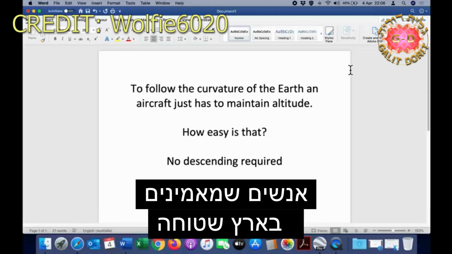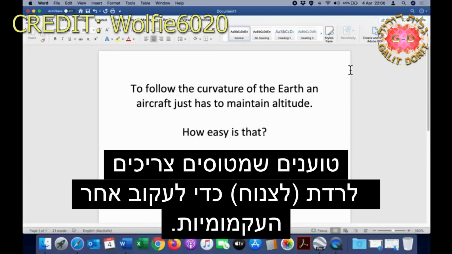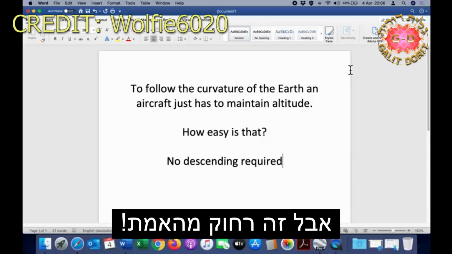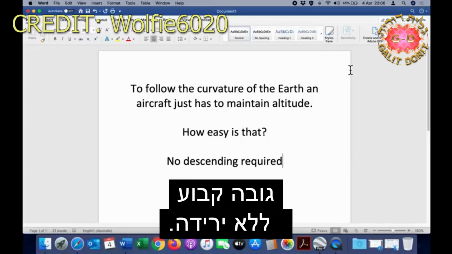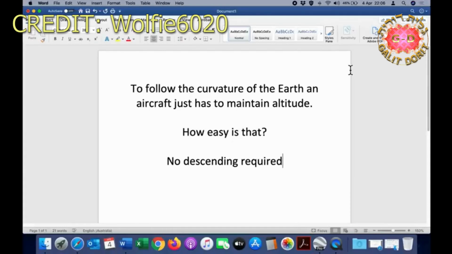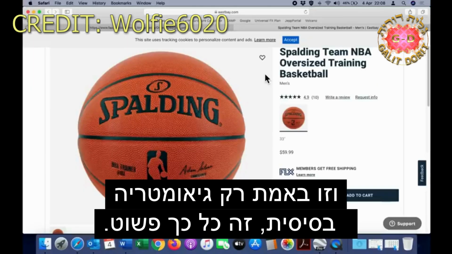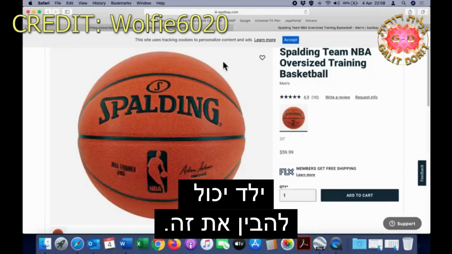I'm seeing videos and comments by flat earthers claiming that aircraft have to descend to follow the curvature. Nothing could be further from the truth. The correct way to follow the curvature of the Earth is to maintain a constant altitude, and that means no descending. And this is really just basic geometry. It's so simple a child could understand it.